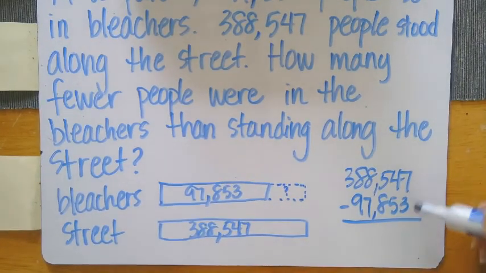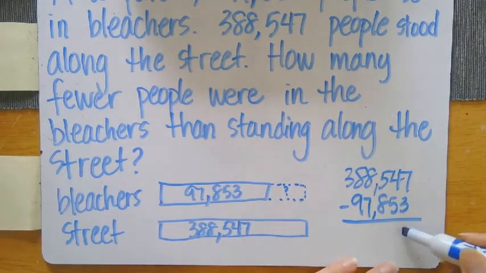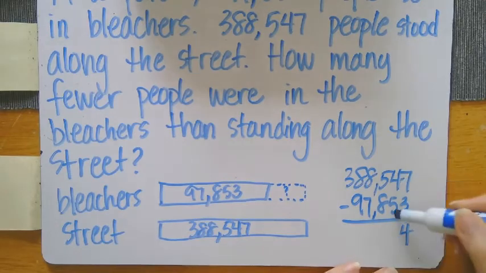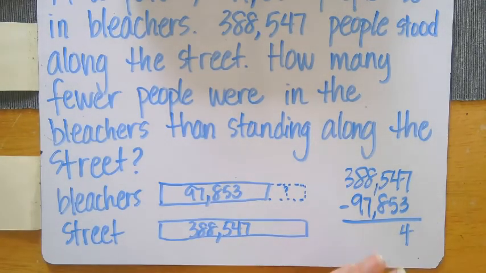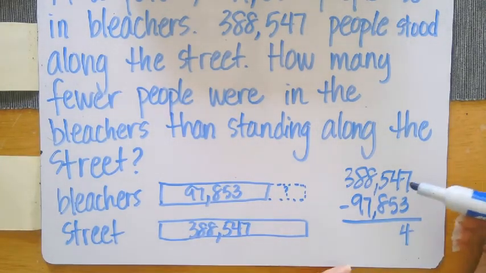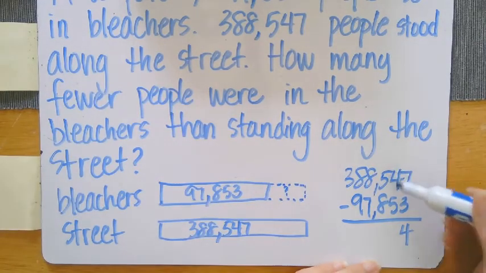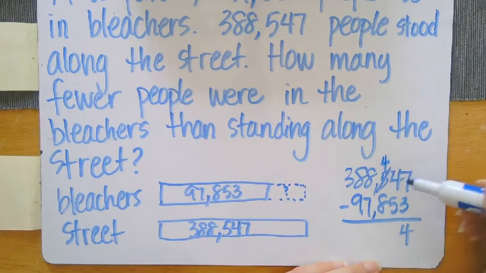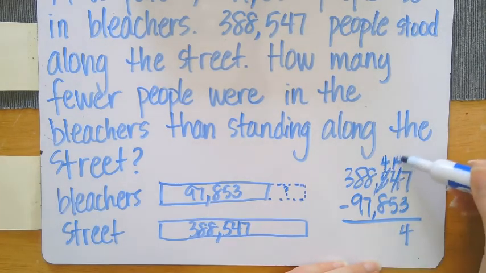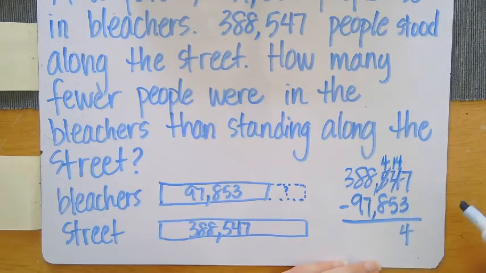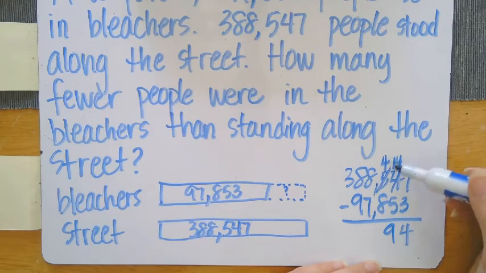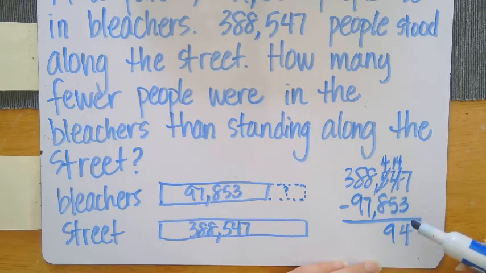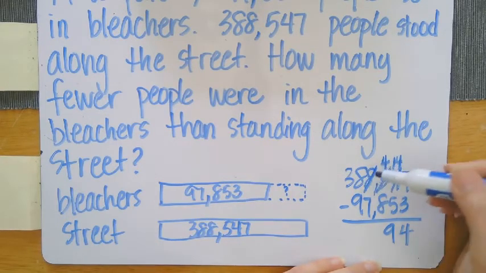All right, 7 minus 3 is 4. 4 minus 5. Can't do it, so we go next door and borrow some more. Can we take 1 from 5? Yes, 5 becomes a 4. Now this 4 becomes a 14. Can we take 5 away from 14? Yes. 14 minus 5 is 9. Can we take 8 away from 4? No. So we have to go next door and borrow some more.